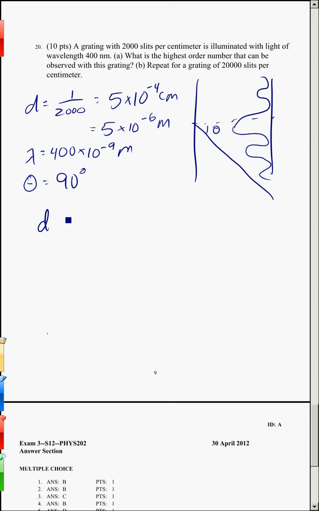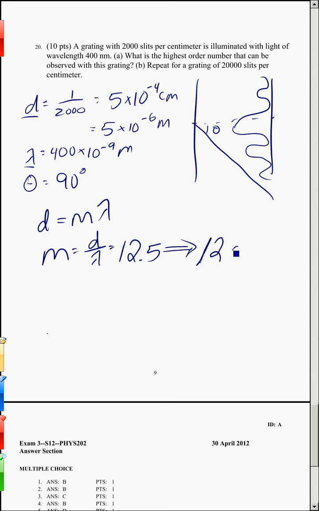So my equation just goes to D times 1 equals M lambda. Solving for M, it's D over lambda. Putting in this D and that lambda, I get 12.5. I round this down, not up, because I can only get 12 orders. Orders are integer values, and just like you can't have half a person, you can't have half an order. So the answer is 12.